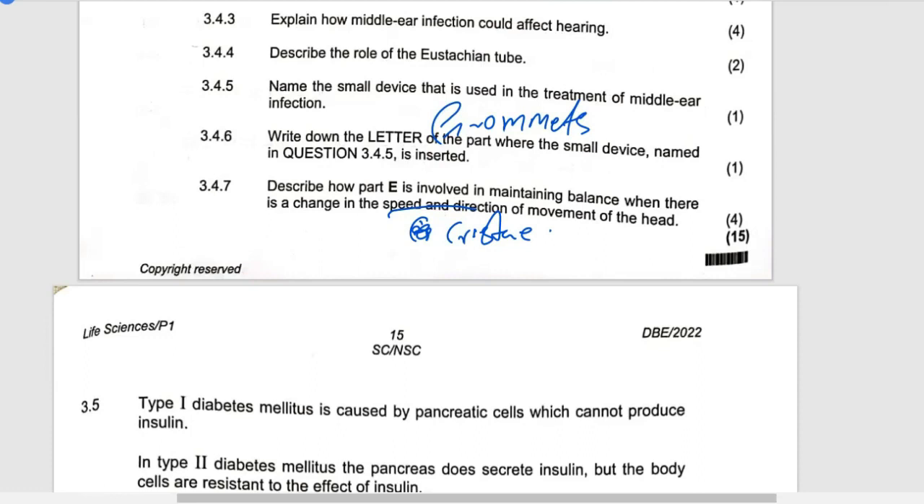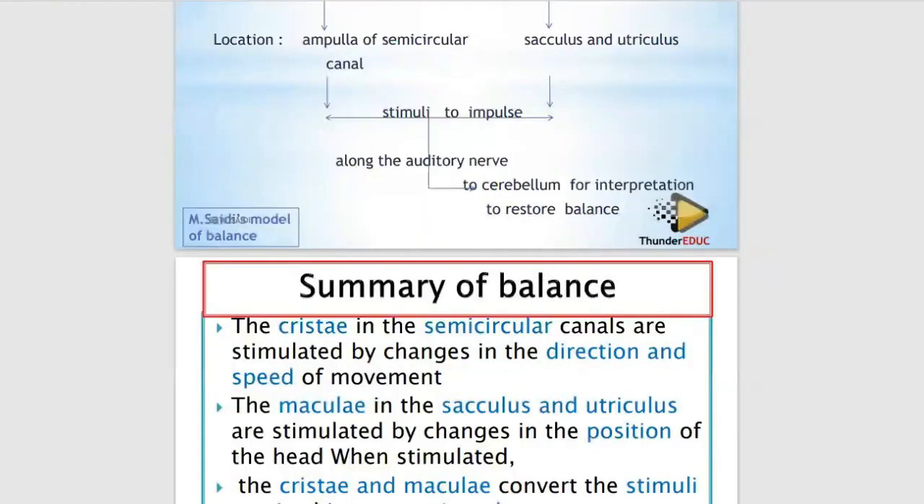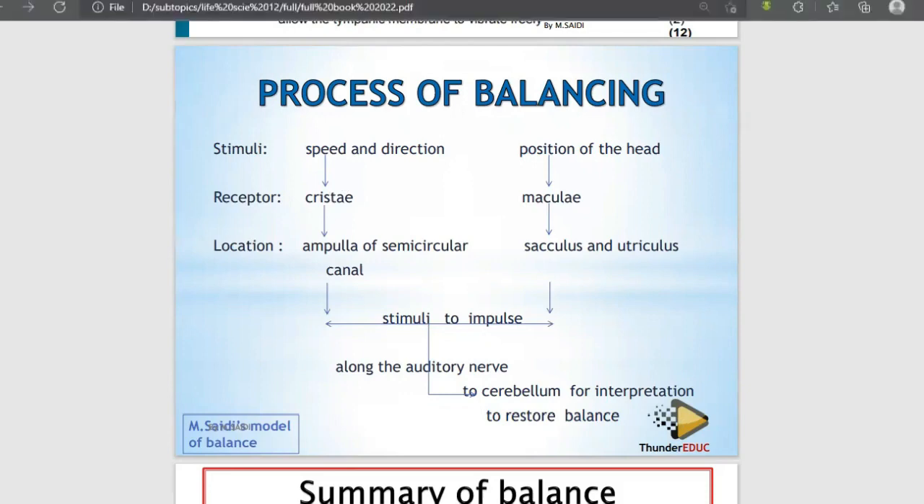Lastly, let me show you from our booklet, and then you see exactly what I'm trying to say. You see, here is the model of balance, whereby it says that change in the speed and direction, you see, it is cristae found in the ampulla of the semicircular canal. The stimuli is converted into enough impulse, which is sent along the auditory nerve to the cerebellum for interpretation to restore balance, meaning that it sends back to the muscles, and then balance is obtained. So basically, that's what you're supposed to explain. So you're looking for this route. The paper really was also very easy, paper 1.